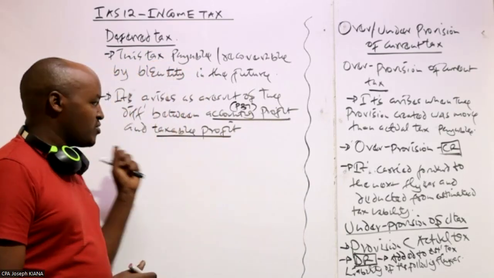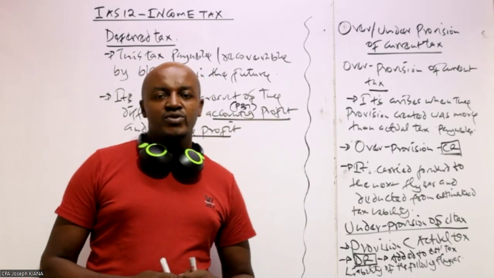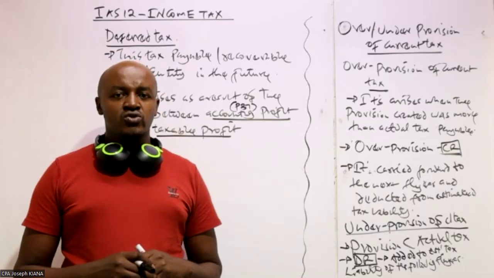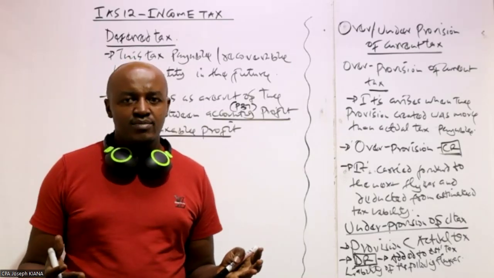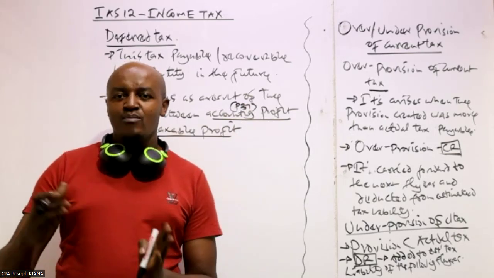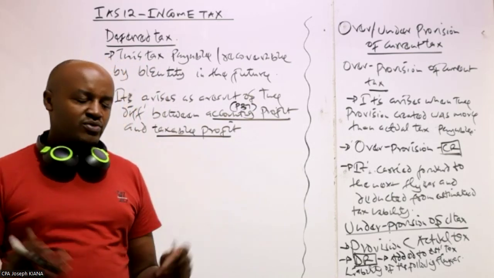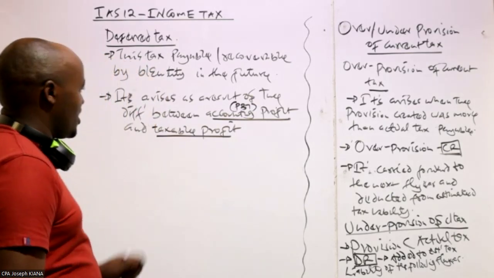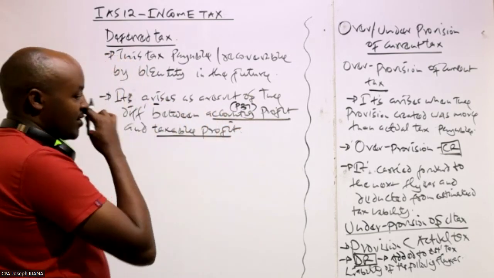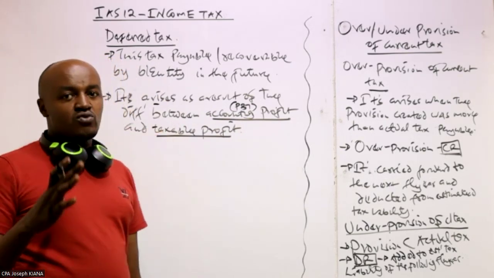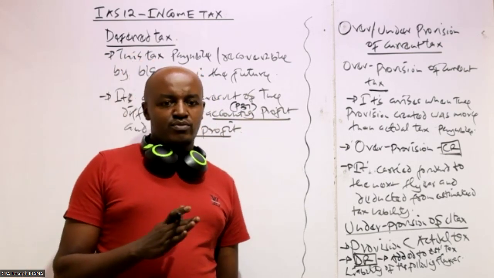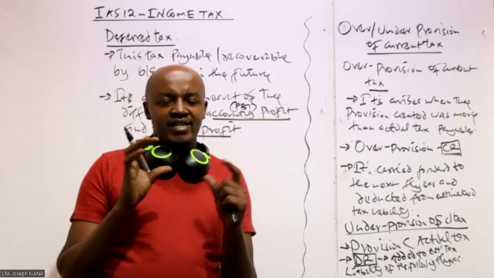But on the other hand, we'll talk about the taxable profit. This is a profit which is computed using the existing tax laws. And actually, when computing the taxable profit, we take into account the income of the company less allowable expenses. So that profit which we get is known as the taxable profit. And therefore, we are saying deferred tax arises because these two profits are different.